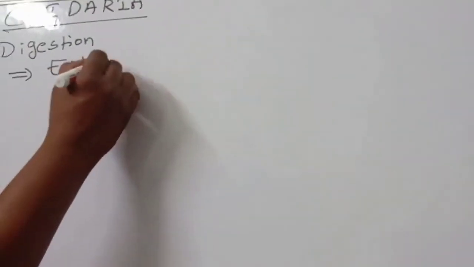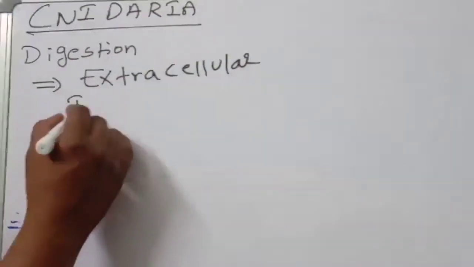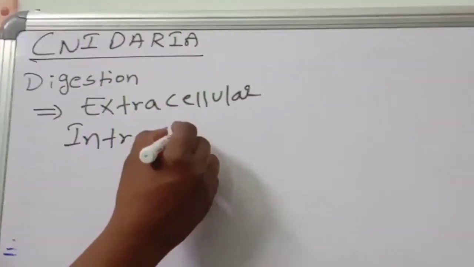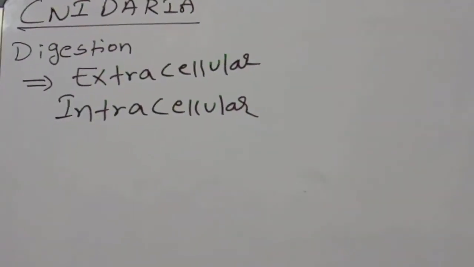Some more points. What is the next one? Digestion. What kind of digestion do we see in this phylum? Digestion is both extracellular and intracellular. Digestion will be both extra and intracellular.